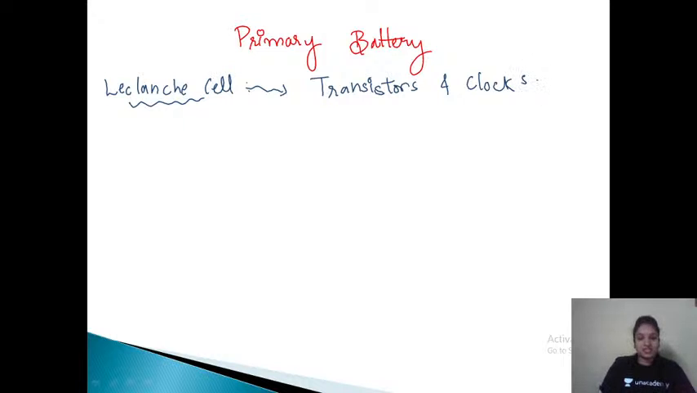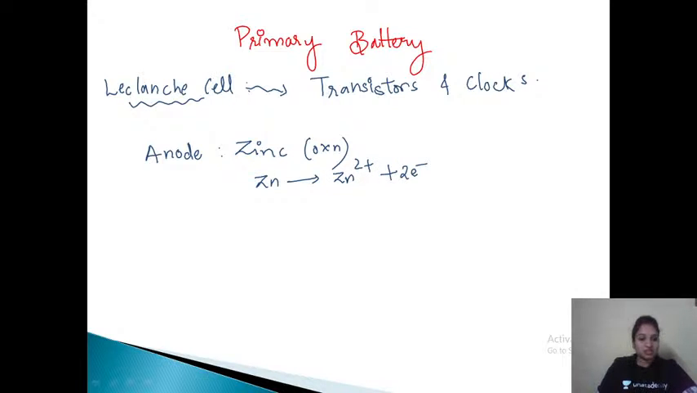Now the cell consists of a zinc container that acts as the anode. So what is the anode here? The anode is zinc. At zinc, oxidation takes place. So the oxidation reaction is: Zn gets converted into Zn2+ plus 2 electrons. Release of electrons is known as oxidation.